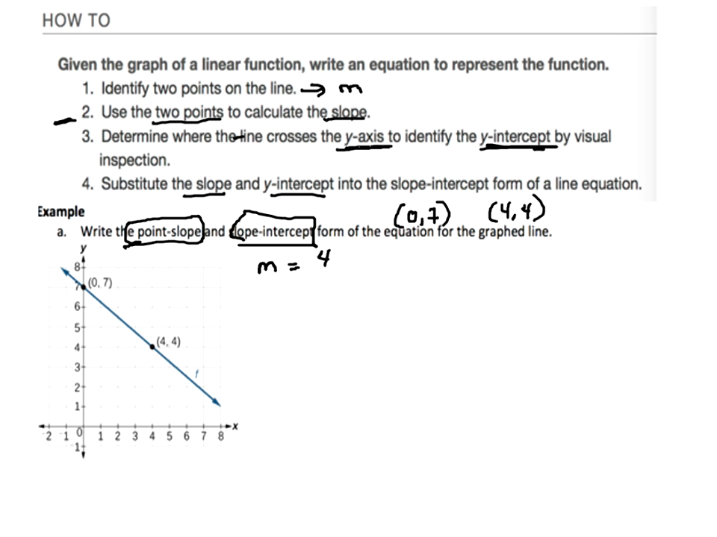M equals y2, 4, minus 7 over x2, 4, minus 0. So this is negative 3 over 4. So that's down 3, right 4. Watch this. If I start at a point on the line and move down 3 and then move right 4, I hit another point on the line. So that's what slope is showing you. That's what it's telling you. How do I move to get to another point on the line? So there's my slope.